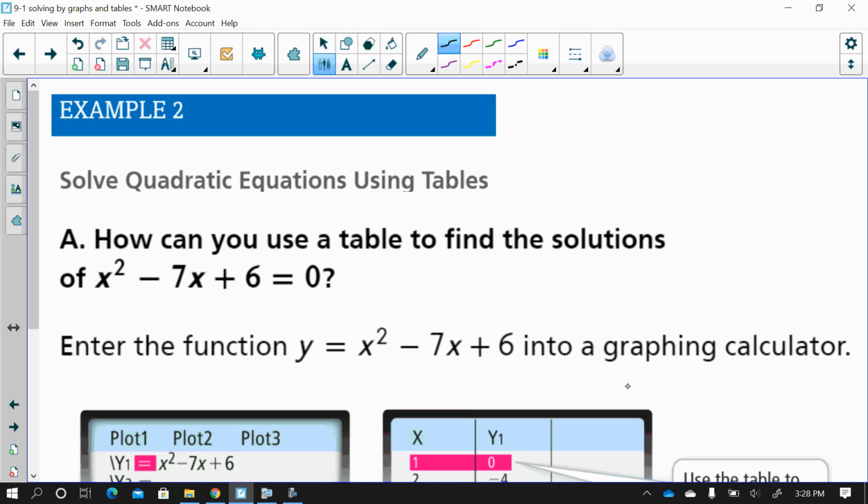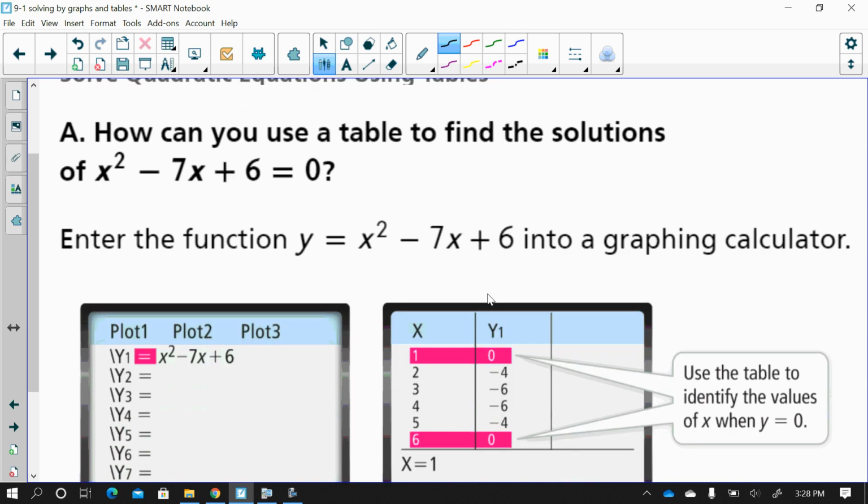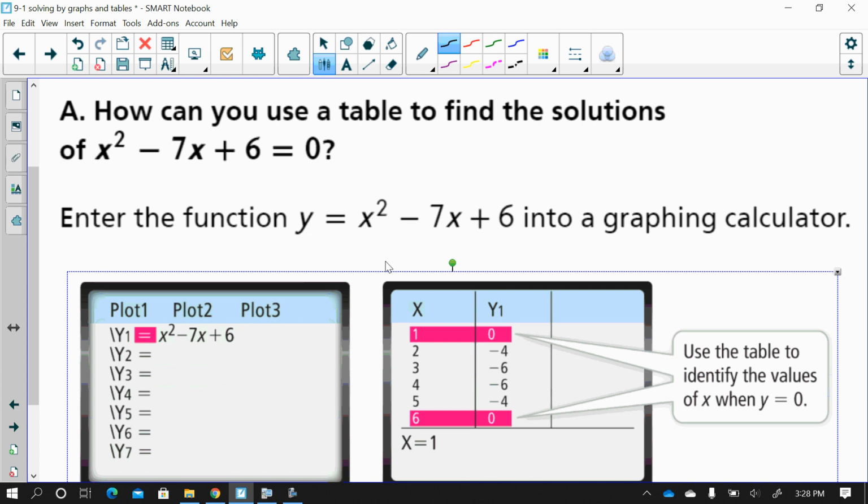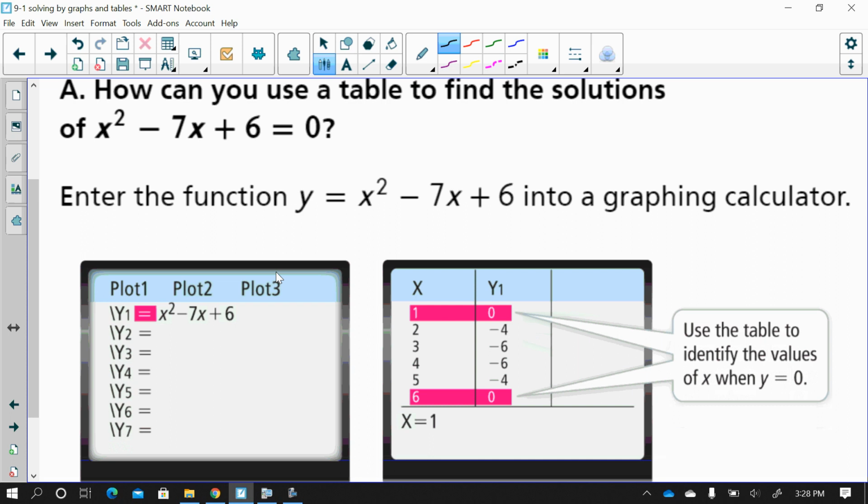Okay, the other way you can do this is by using tables. I personally don't like using tables because I think it takes longer than just looking at the graph, but I'll show you how to do this. Okay, so x squared minus 7x plus 6. Again, let's go ahead and throw that in the graphing calculator. Instead of looking at the actual graph, we can look at the table, and you'll be able to tell in the table where it crosses.